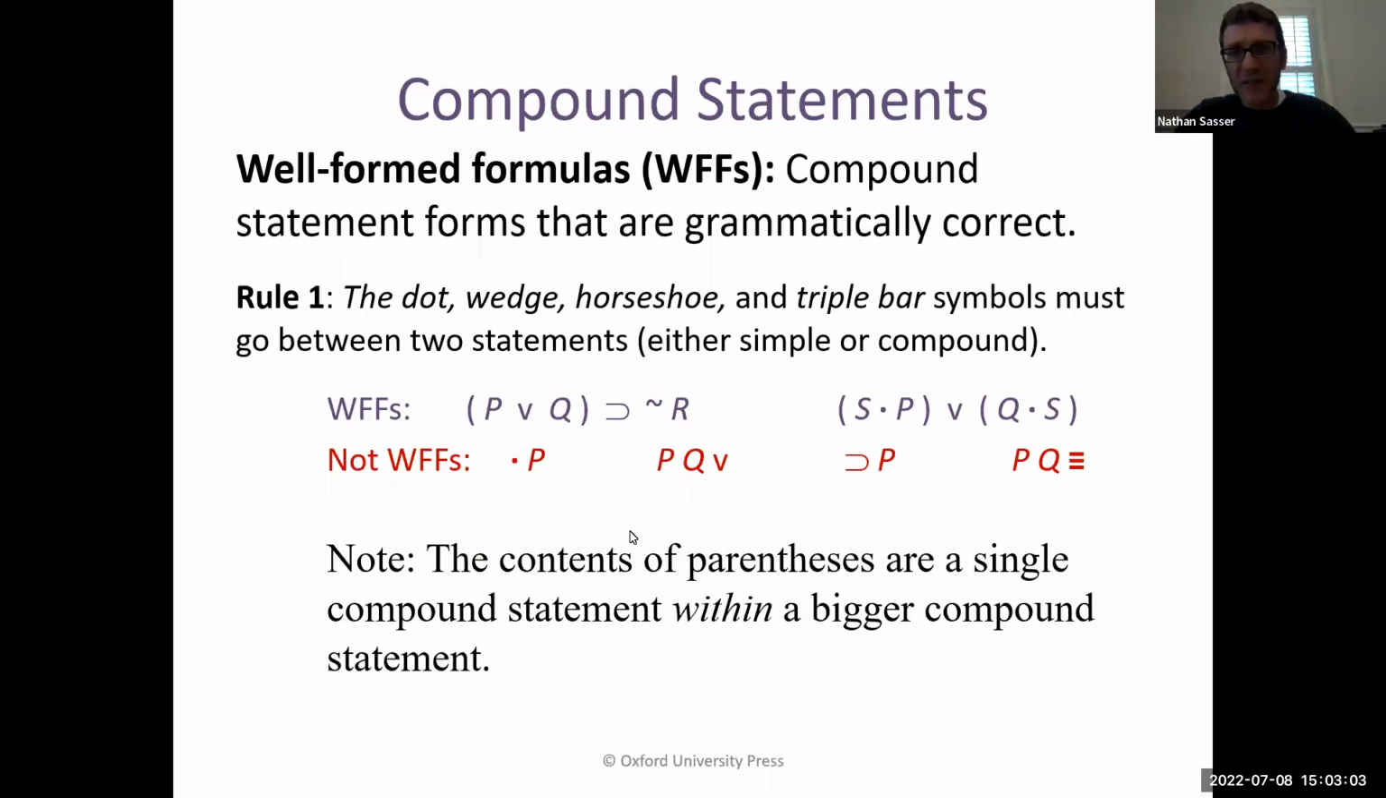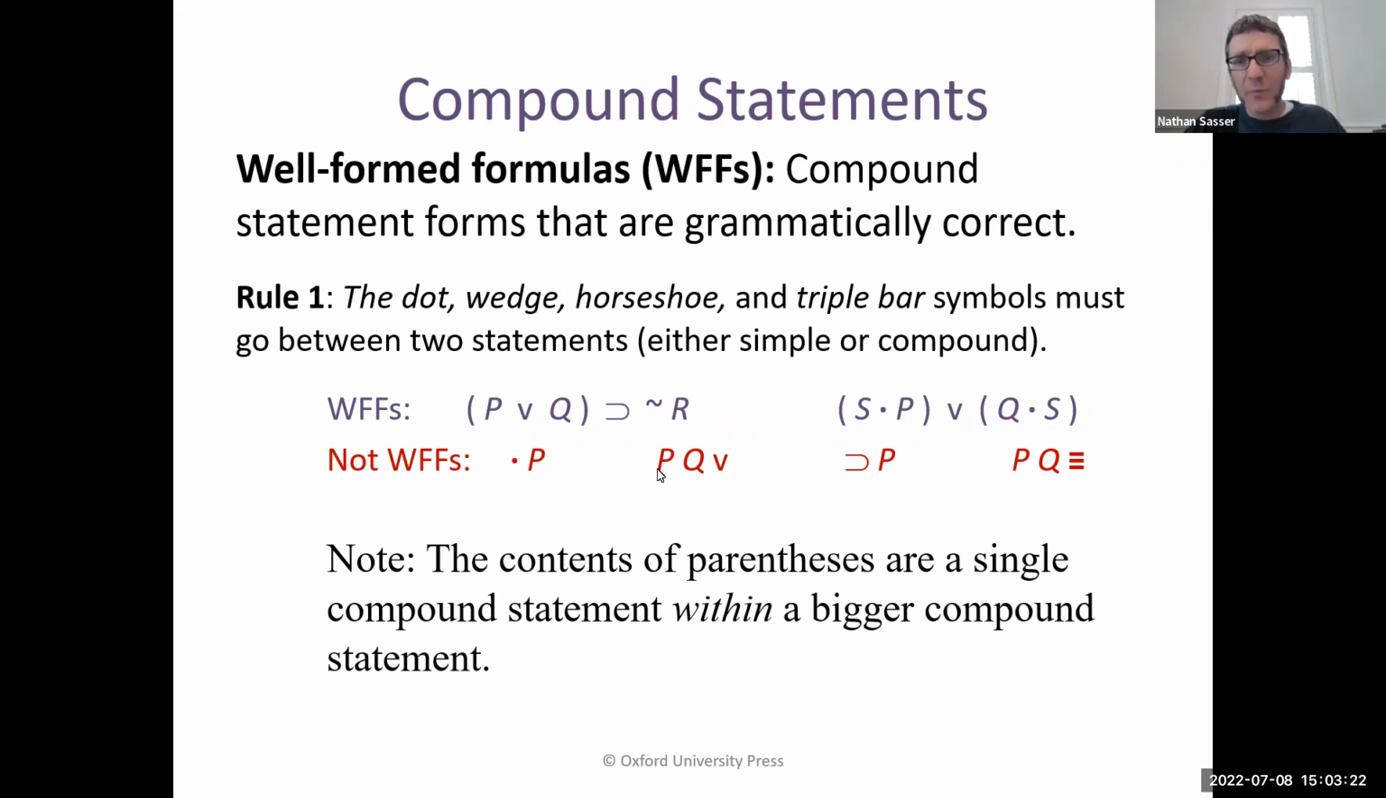Now let's look at some examples of how things can go wrong. Look at this one, dot P. What's the problem? Well, the problem is that there's no other statement on the left-hand side of this dot. You can't have a dot. It's like saying and P. Like what and P? It doesn't make any sense.